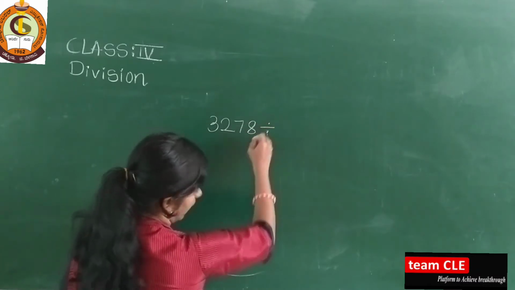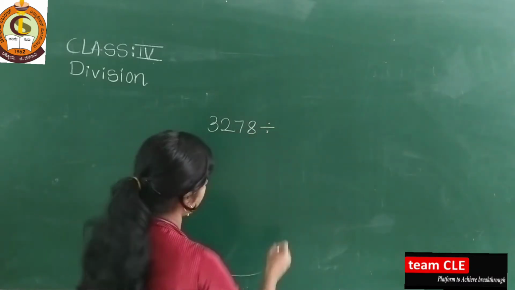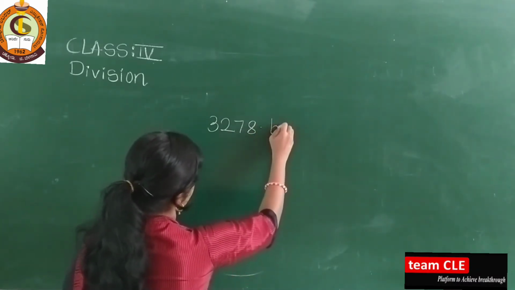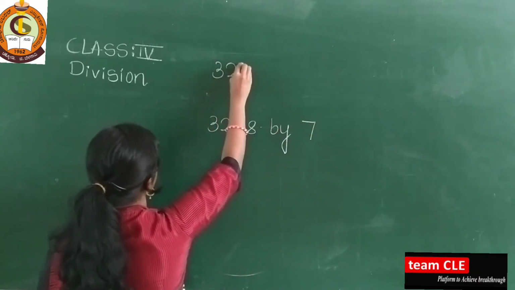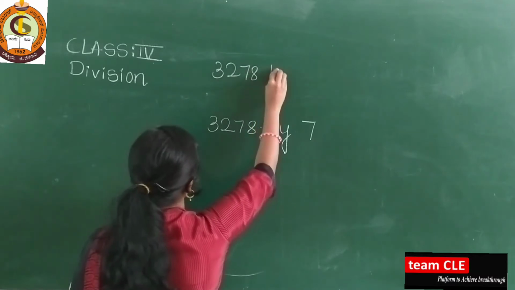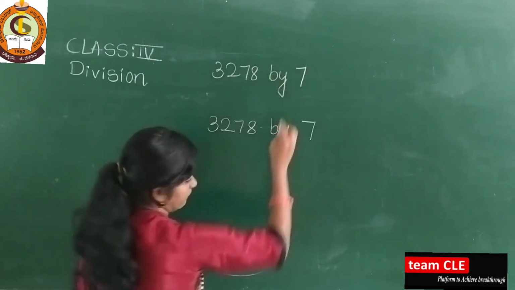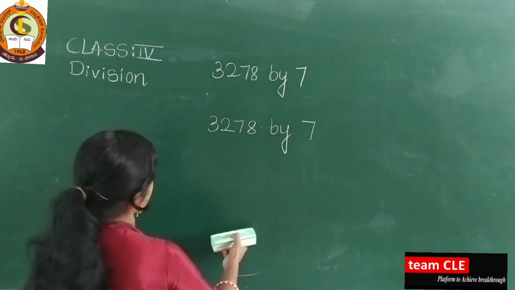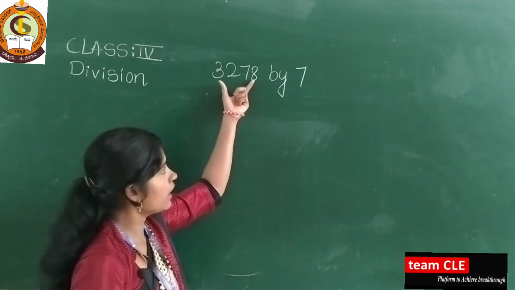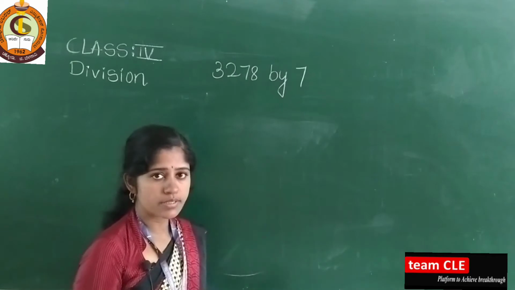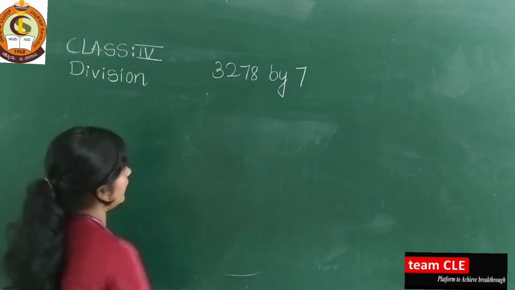3278 divided by 7. So the same example is there. See here, 3278 by 7 means dividing a 4-digit number by a 1-digit number. So this is the 4-digit number. I am going to divide with this 7. Okay. So let us write the question.